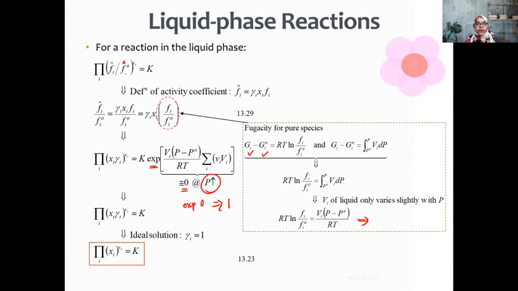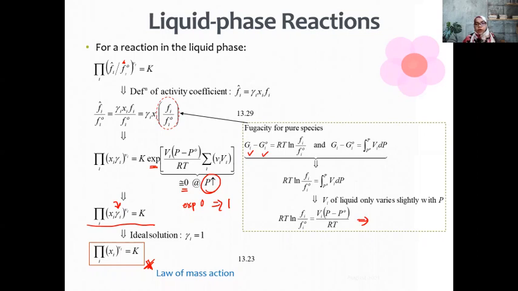And then we can have this expression for the ideal solution. The activity coefficient is equal to 1, and then it gives us another important equation to be introduced in the liquid phase reaction. This is for the ideal solution, but for the non-ideal solution, we introduce the activity coefficient into this expression to obtain the equilibrium constant. This expression is known as the law of mass action.